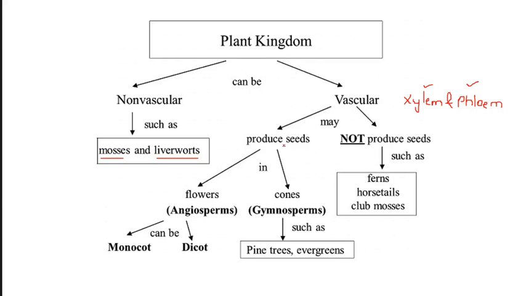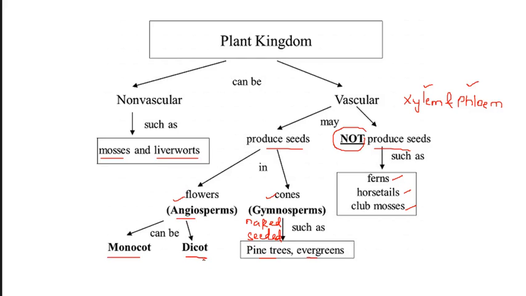Vascular plants are the ones which can produce seed and cannot produce seed. The ones which cannot produce seed are ferns, horsetails, club mosses. Okay, the ones which can produce seed are angiosperm and gymnosperm. Gymnosperm can produce the seed, but they cannot form flowers. Okay, so gymnosperms are naked seeded plants. Sometimes the question asks, naked seeded plants are gymnosperms. Okay, the examples include pine trees and evergreens. Now, angiosperms are the flowering plants and can be divided into monocots and dicots.